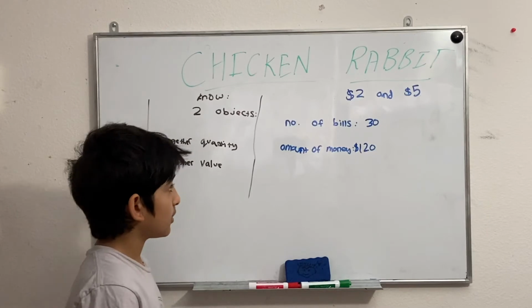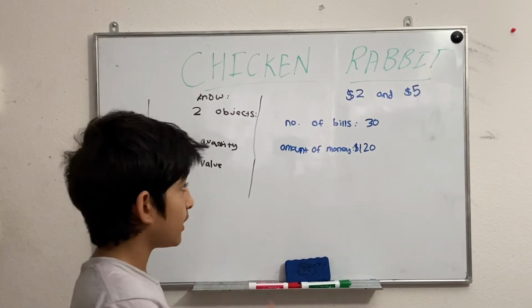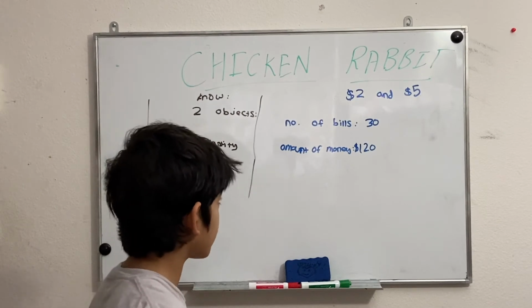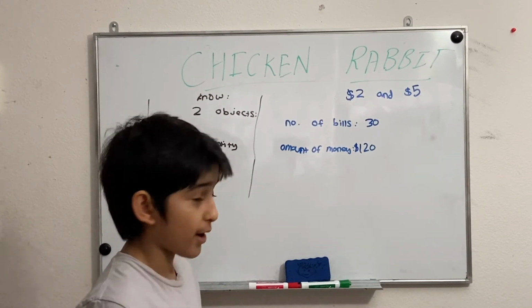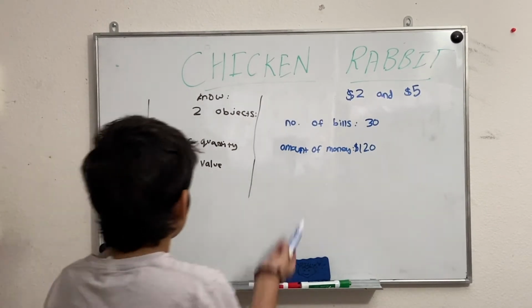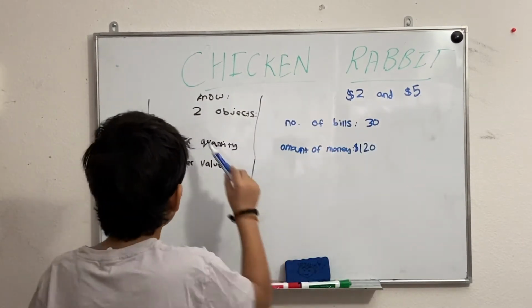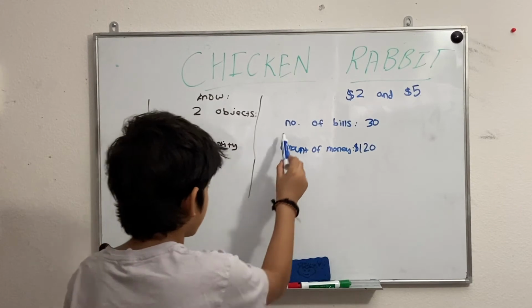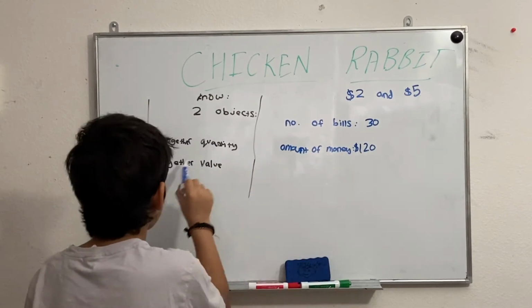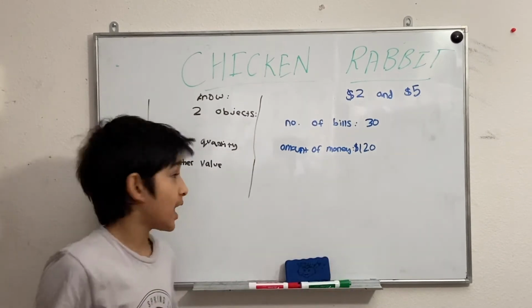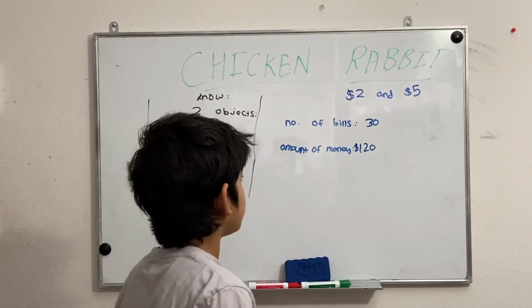The next way is algebraic. So here's an example. Number of bills is 30. Amount of money is $120 and $2 and $5 bills. Okay, so let's check if this matches. Two objects, these two. Two objects together quantity, number of bills, which works. And two objects together value is 120. So everything is fine here.